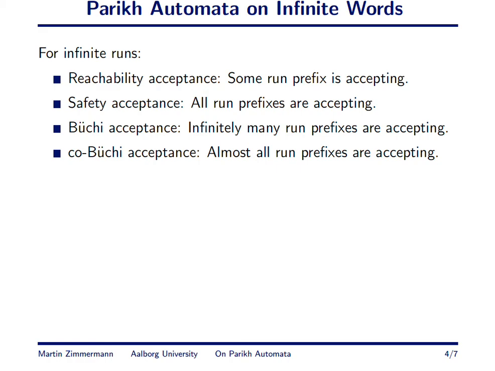Now we can define acceptance conditions for infinite runs, and these are natural extensions of the typical conditions you consider for omega-regular automata. So for example, you have reachability acceptance: some run prefix is accepting, meaning that at the same time you're in an accepting state, and the sum of the vectors is in C. You can have safety acceptance: all run prefixes are accepting, so you're always in an accepting state and always in the set C. You can have Büchi and co-Büchi acceptance, which are defined as expected. And we looked at all these acceptance conditions.